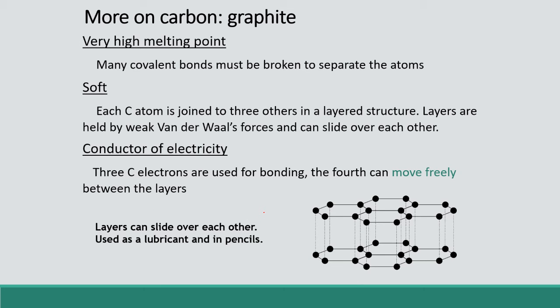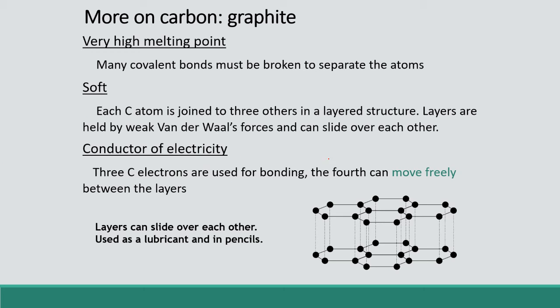Compare that with graphite, which is also just made of carbon atoms. So the allotropes of carbon, it also has a very high melting point because covalent bonds must be broken to separate the atoms. So very high melting point still.